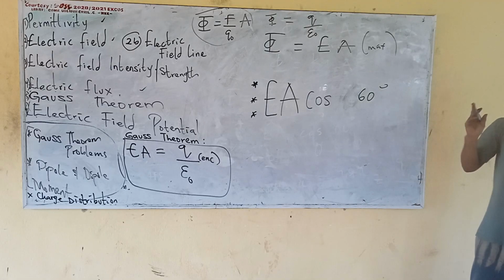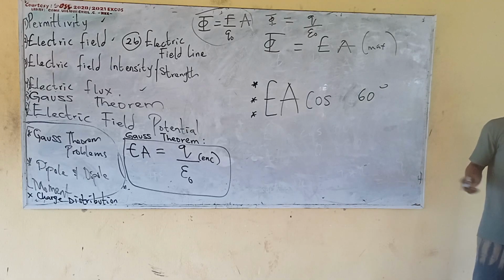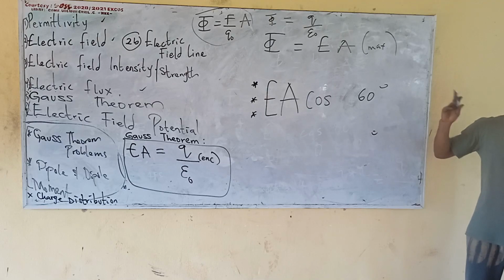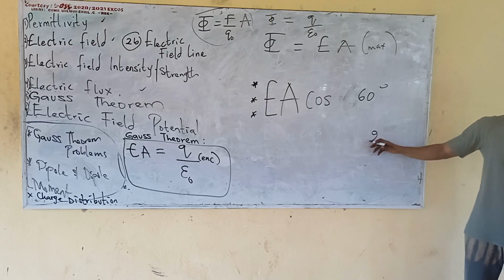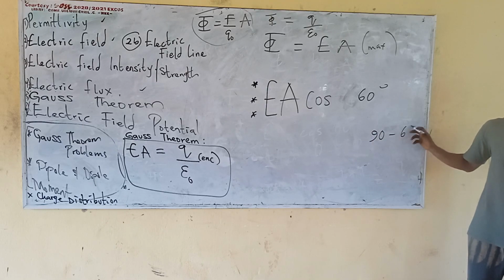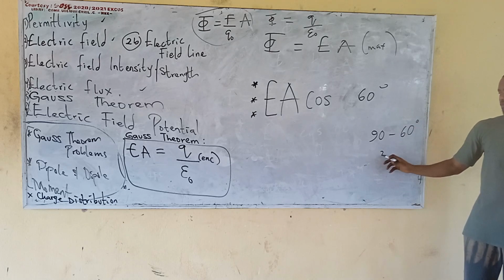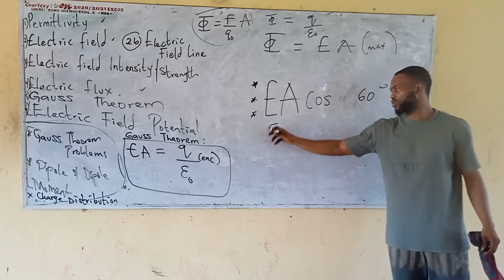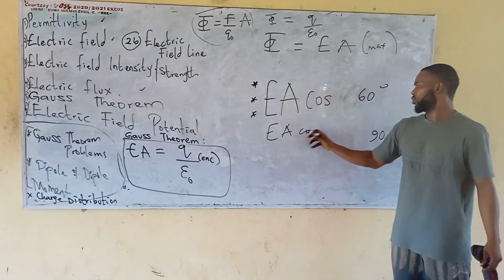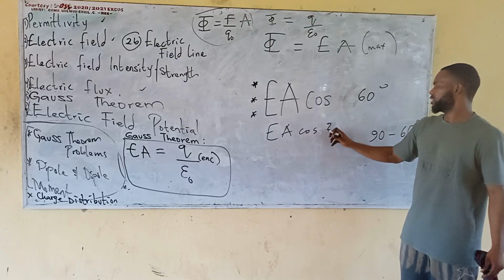In this case, whatever angle you are given, you must first of all, I will show you why it's like this, go to 90 and do 90 minus 60 degrees. What do you have? 30 degrees. So what you're supposed to do is EA cos 30 degrees.